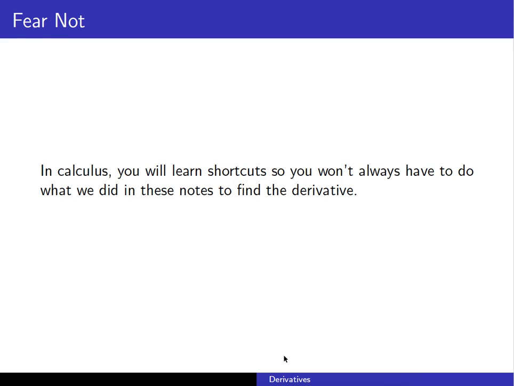And fear not, because even though we looked at a very tedious way of finding the derivative, taking the difference quotient and looking at the limit as h approaches 0, when you do study calculus, you're going to learn a lot of shortcuts, so you won't have to do what we did in these notes to find the derivative. So for instance, let's take x squared plus 3. You'll learn shortcuts where, oh, it's just 2x. You won't even have to think about it. It'll be that instantaneous, pun intended, where you will see a function and be able to calculate the derivative with a lot more speed than we did in this video.